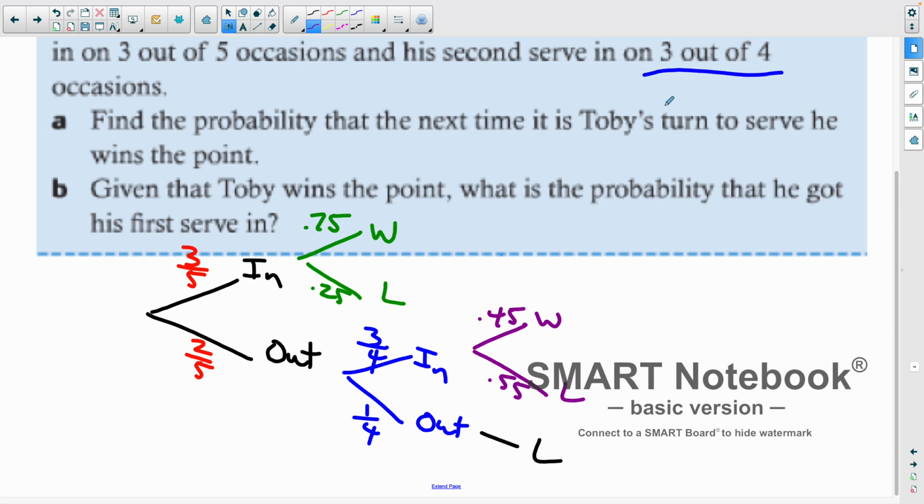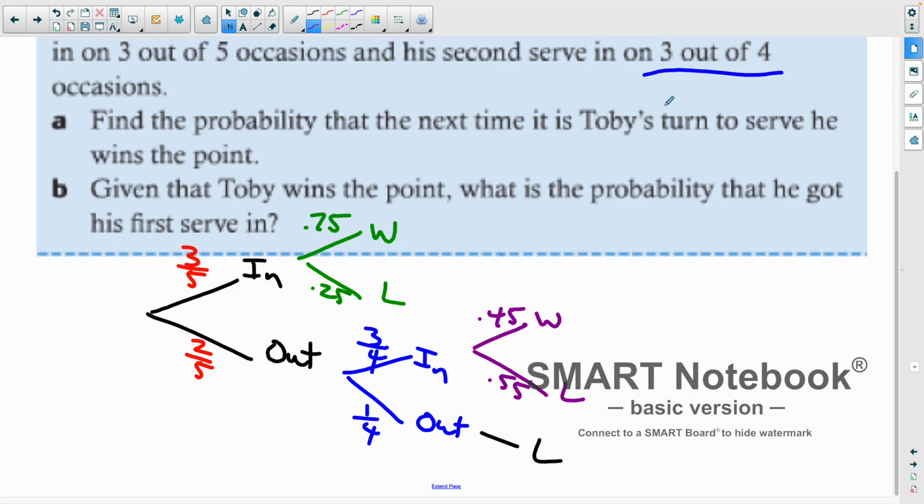If I know I'm gonna get another chance, I might hit the first one as hard as I can, which means I'm probably gonna miss it more. But then I know that I have to get this one in, so I might hit it a little bit softer and make sure that I get it in. So it's kind of dependent on the situation. Now, if I hit it harder, I have a better chance of winning. If I hit it softer, it favors my opponent a little bit more. Make sense?